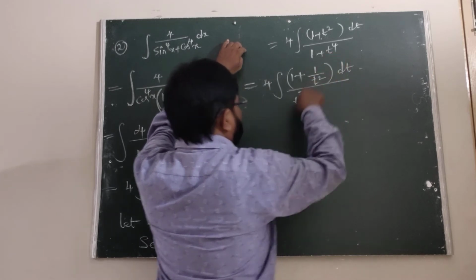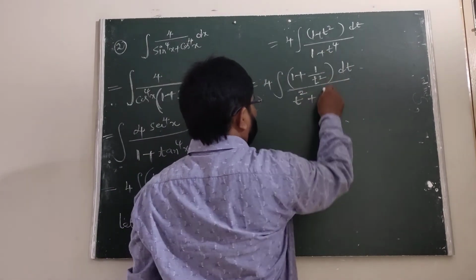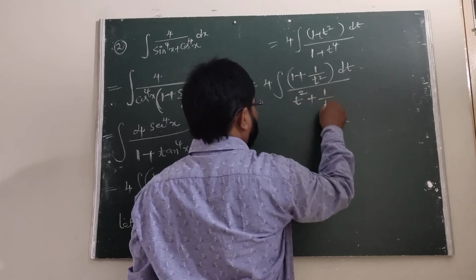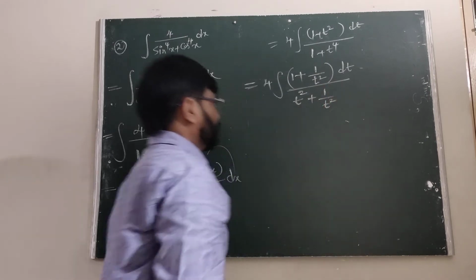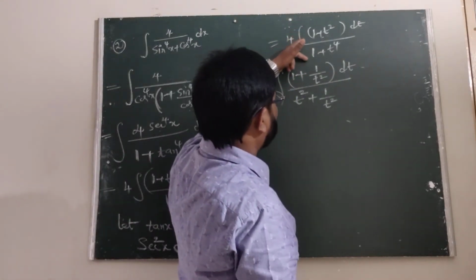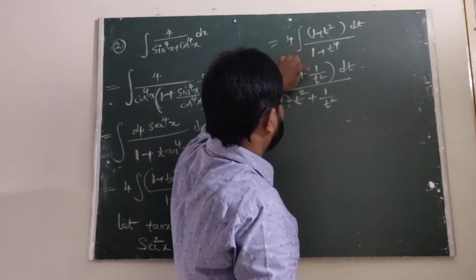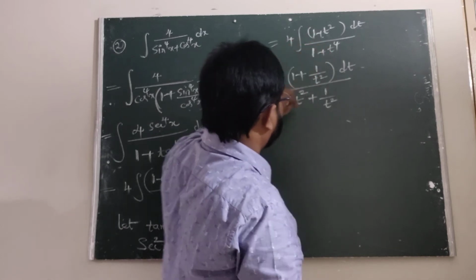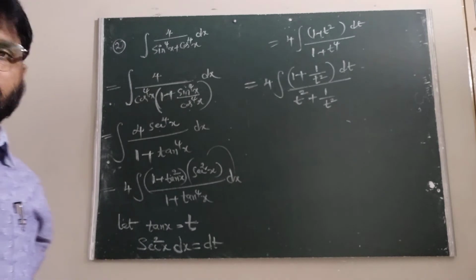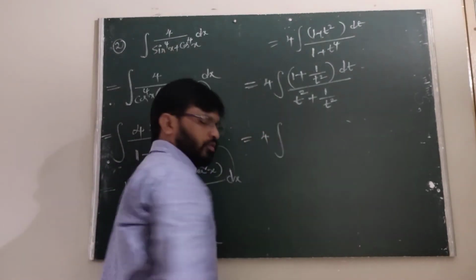t power 4 by t square is the t square. Now this is 1 by t square. Is it clear how to write this one? The numerator and denominator are divisible by t square. t square by t square is 1, 1 upon t square. Now this is 1 by t square, t power 4 by t square is the t square. We just completed this already.